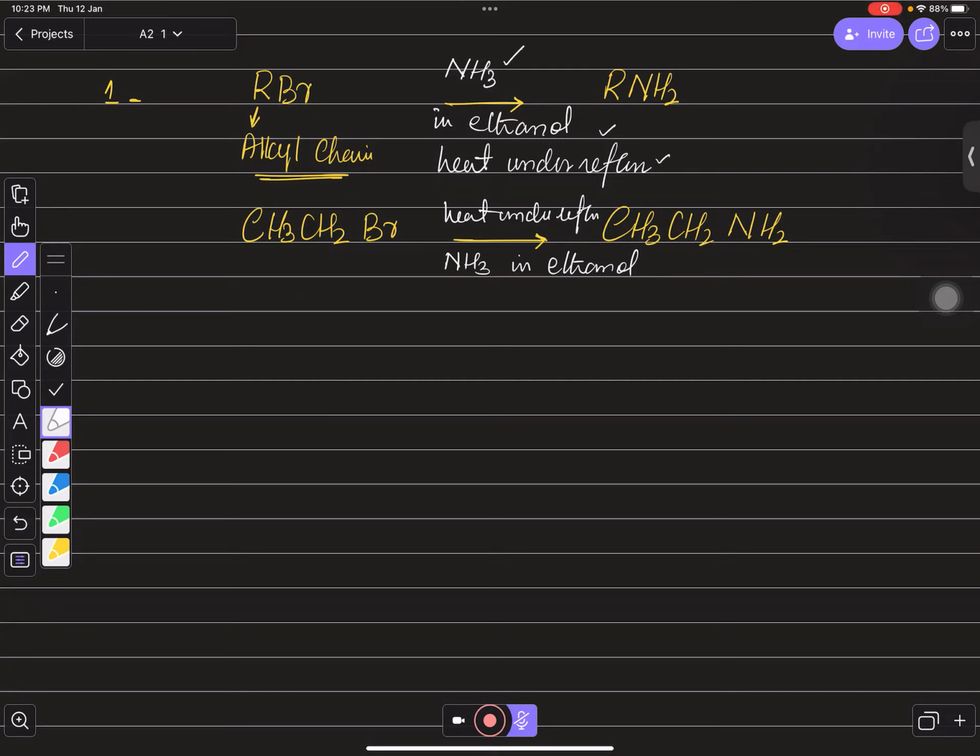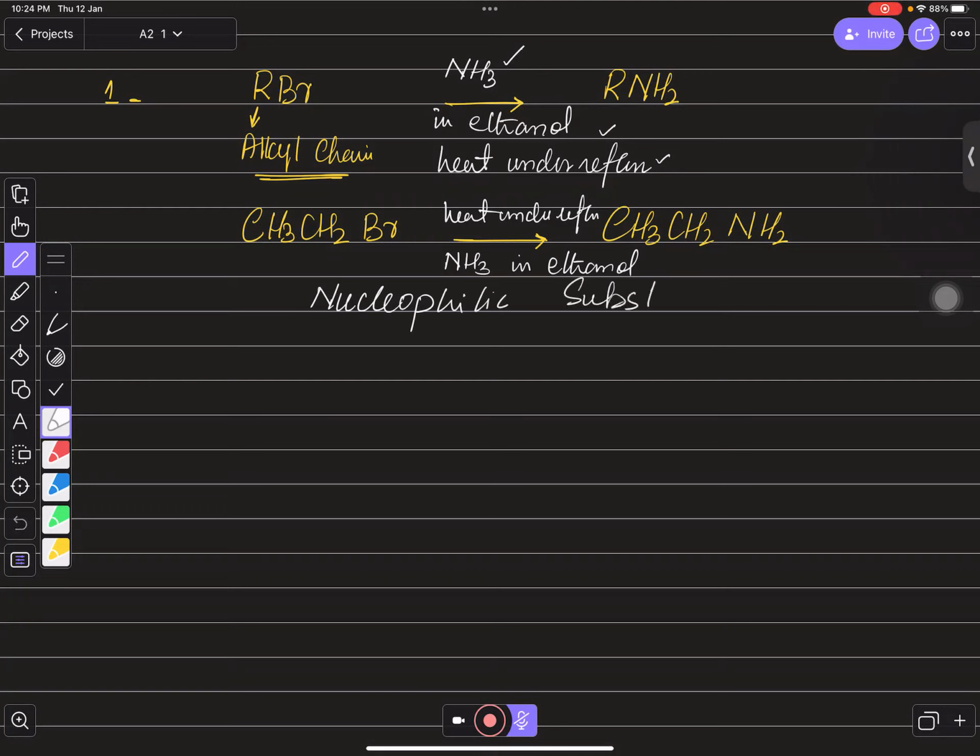सर एडिशन रिएक्शन है। No, not addition reaction. Nucleophilic substitution. Yes, substitution है. This is nucleophilic substitution because Br is going to be replaced by NH3, or NH2, sorry. Br is going to be substituted by NH2. So it is actually a nucleophilic substitution reaction.